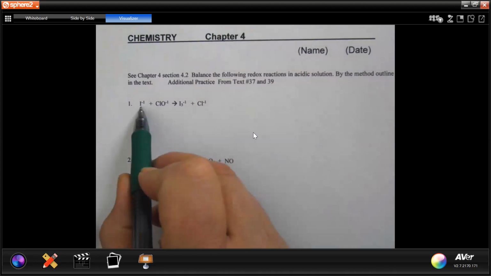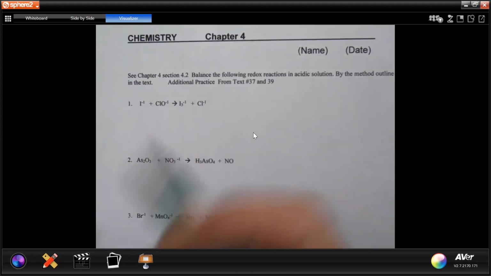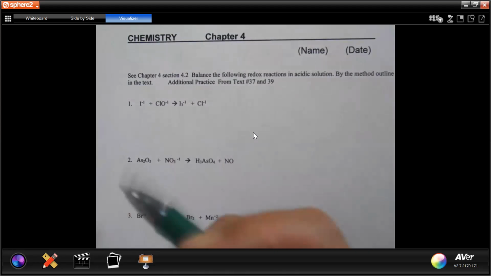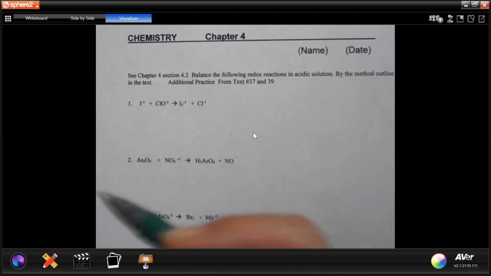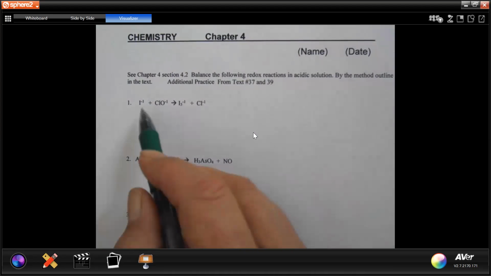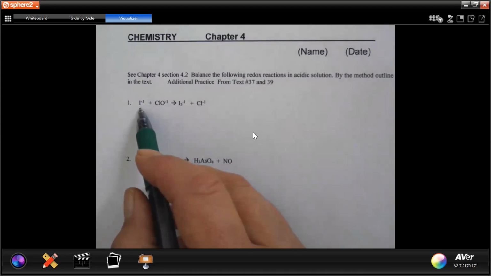But keep in mind, for example, if I give you something in an equation like I minus, it doesn't exist all by itself. In order to get I minus ions in solution, I have to dissolve some compound that's got I minus in it. So this probably came from something like sodium iodide or potassium iodide, but the sodium and potassium ions are spectators, so we can ignore those.